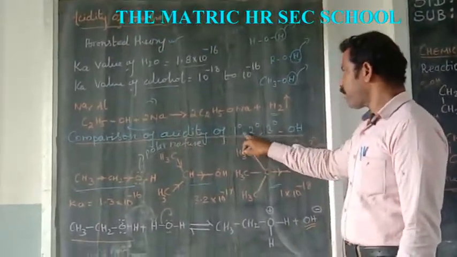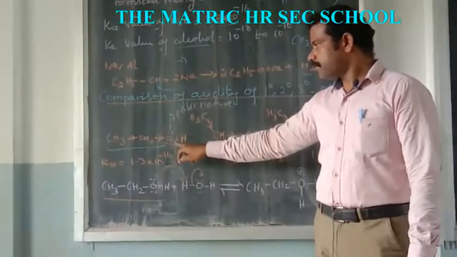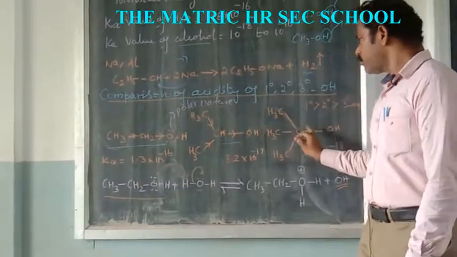Okay, we will repeat once again. Comparison of acidity of primary, secondary and tertiary alcohol: primary alcohol is more acidic compared to secondary, and secondary compared to tertiary.